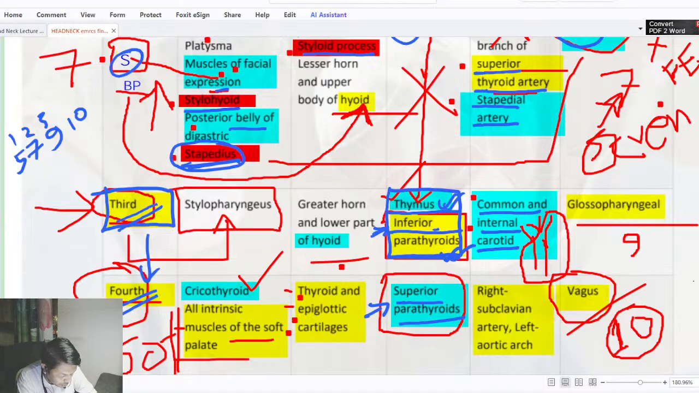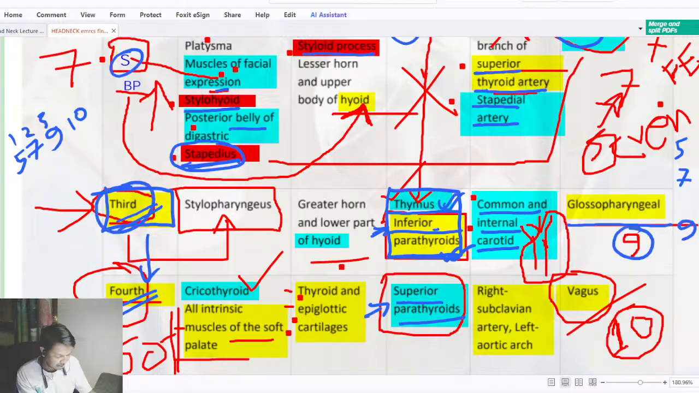Common carotid artery and internal carotid artery. But external, internal already, carotid artery, and external was from first. And now nerve supply, sequentially as we finished 5, then 7. Now definitely it will be 9. So from the third arch, we have number 9, glossopharyngeal.